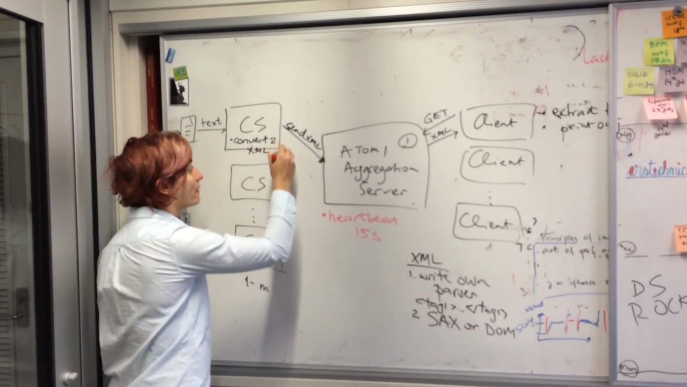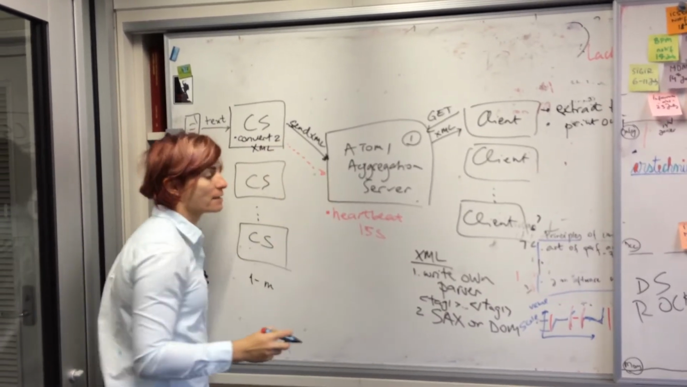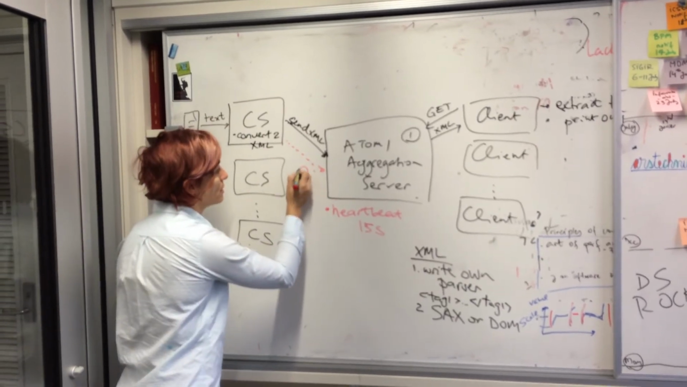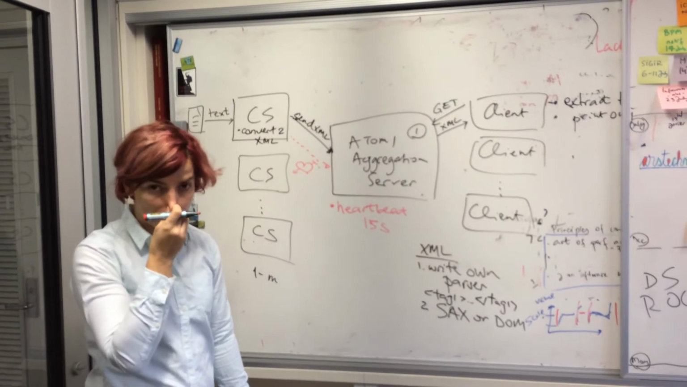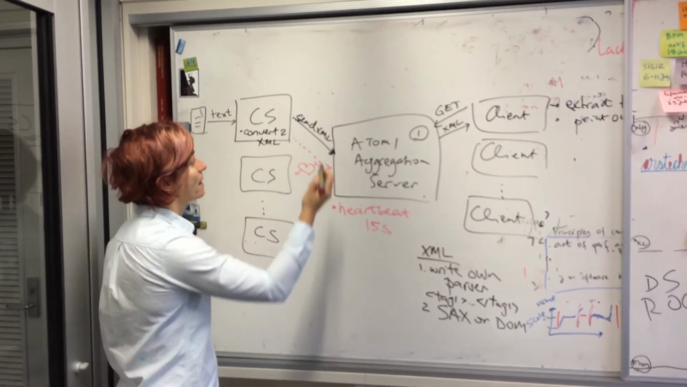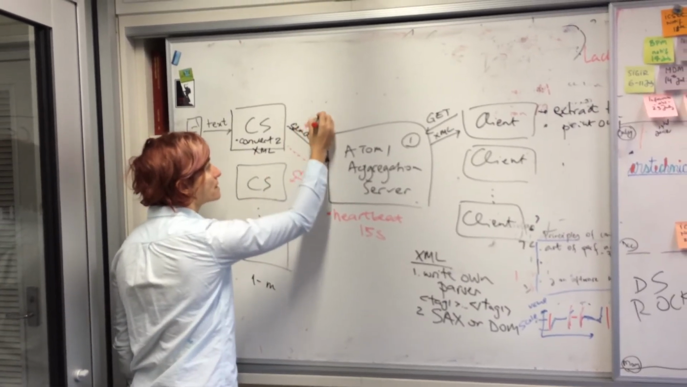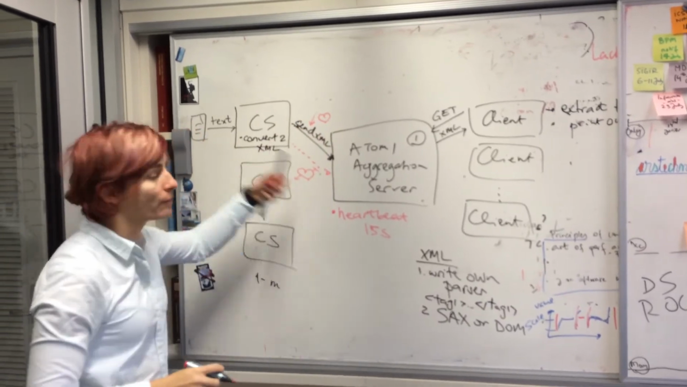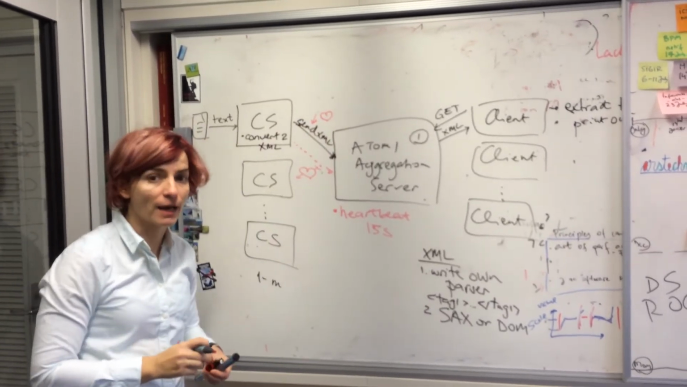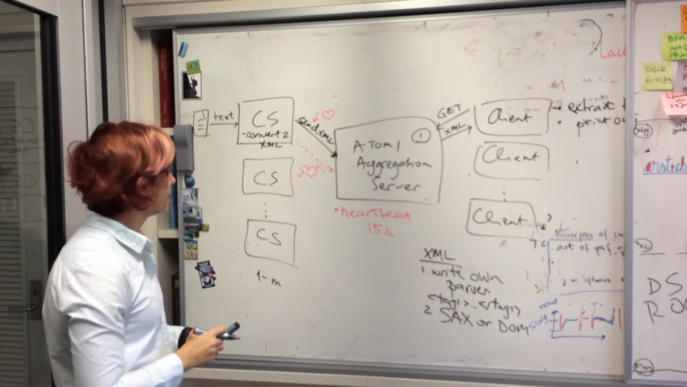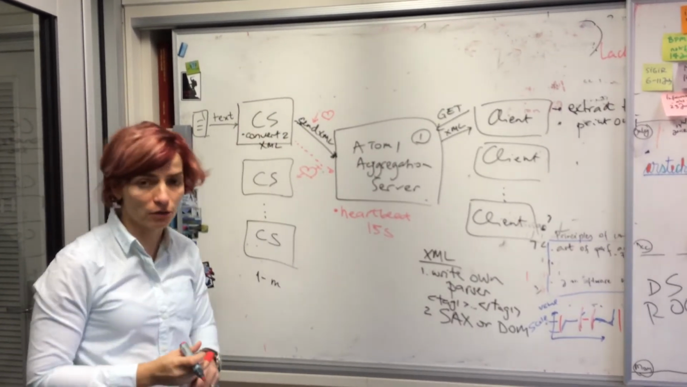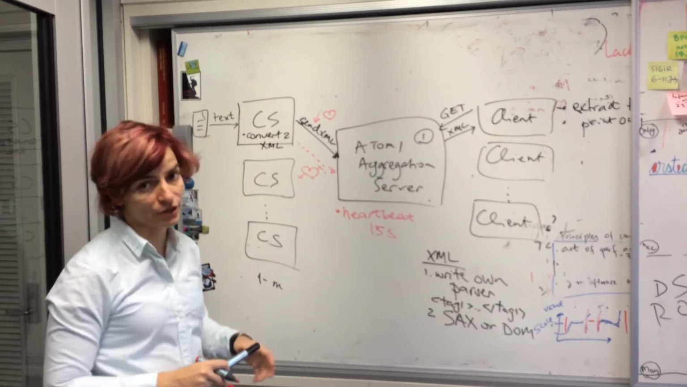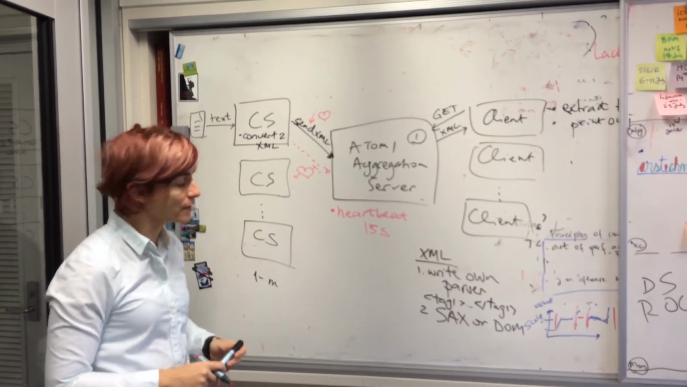Or you can have the content server send a heartbeat message to the aggregation server every 15 seconds. Alternatively, you can consider the XML that is sent from the content server to the aggregation server as a heartbeat. Again, the aggregation server will get rid of the content from a content server if it hasn't heard from it in the last 15 seconds.